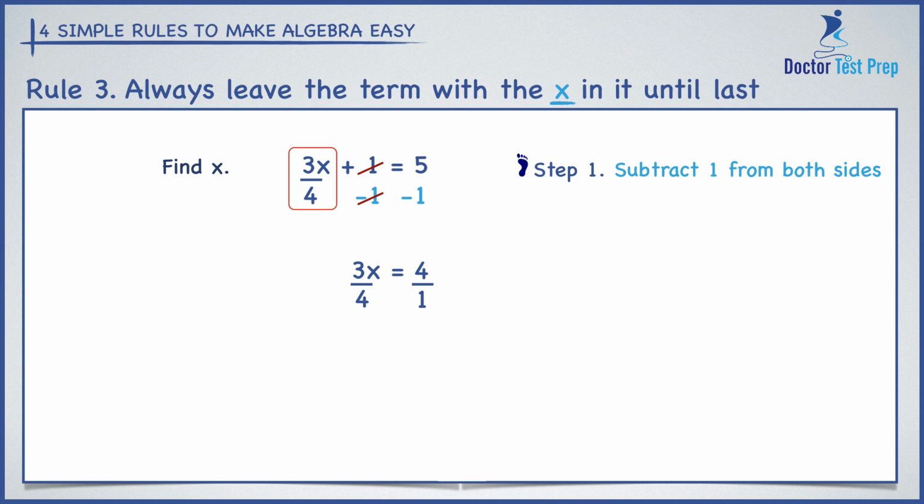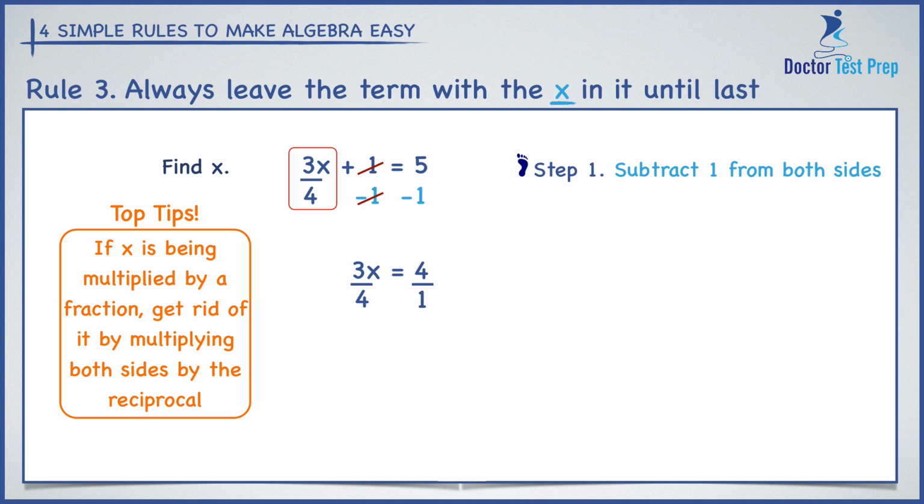The reason I'm doing that is because our top tip, which we can see in the box right there, talks about multiplying both sides of the equation by a fraction. And you can see by writing 4 over 1, this is going to be a lot easier. So let's have a look at our top tip. If x is being multiplied by a fraction, get rid of it by multiplying both sides of the equation by the reciprocal. Now the reciprocal of 3/4 is 4 over 3. So I'm going to multiply both sides of the equation by 4 over 3.